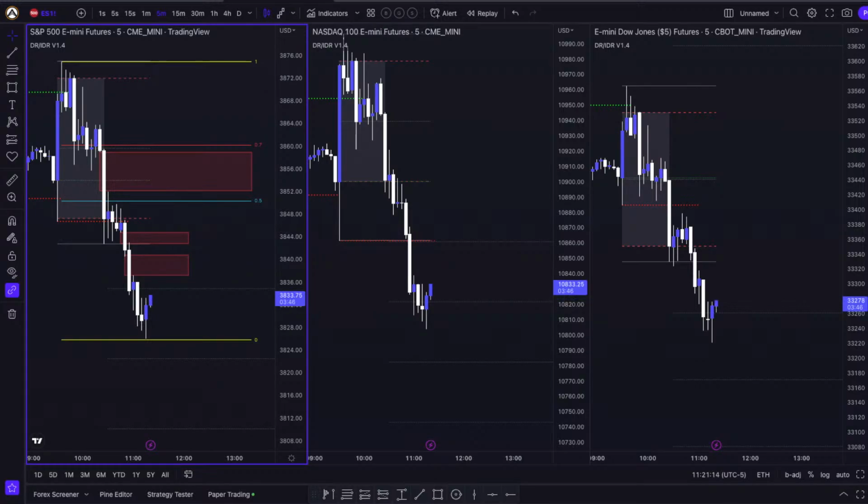Are you looking to enter the next fair value gap? I'm not going to live trade today at all. I don't like the volume momentum for today's New York session.